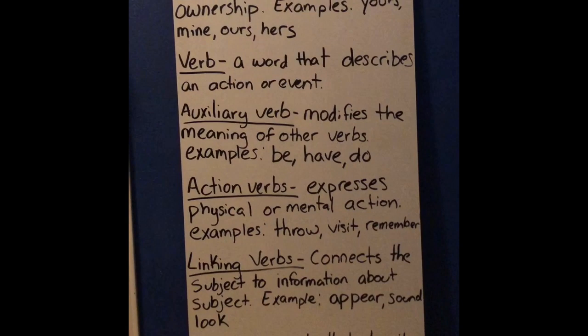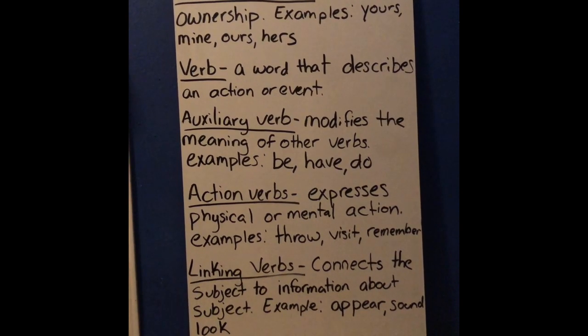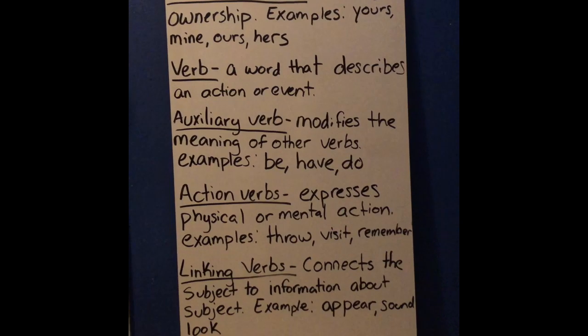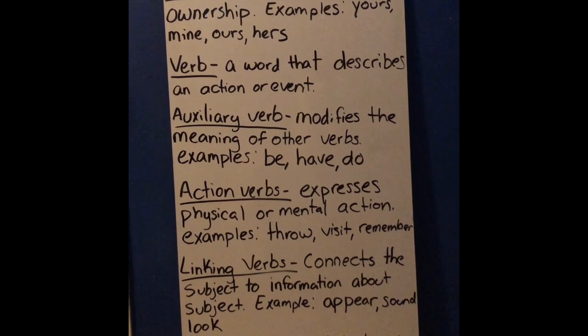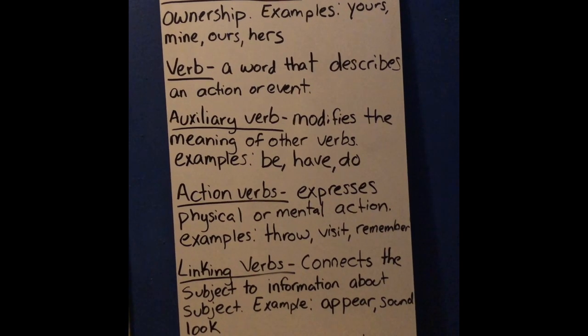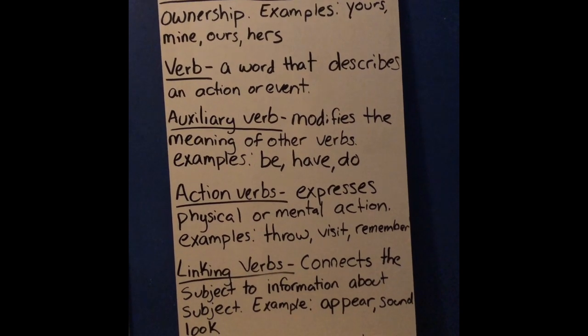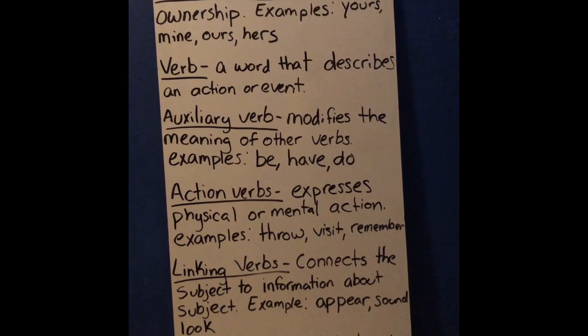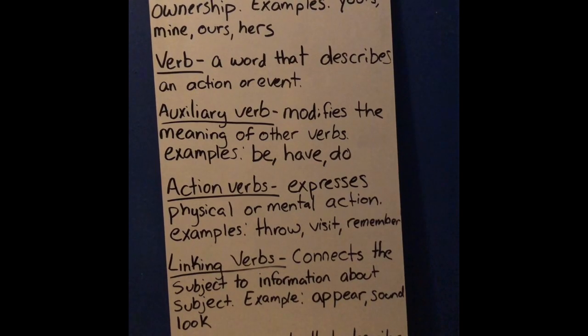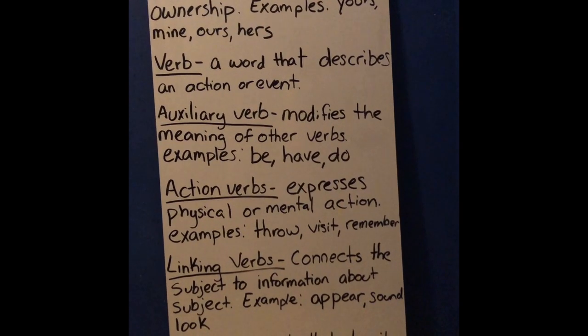In this video, I'm going to do some language review with you, go over some definitions, and do some example problems with you. A noun is a person, place, or a thing. Possessive noun shows ownership. Examples would be like yours, mine, ours, or hers. A verb is a word that describes an action or event. An auxiliary verb modifies the meaning of other verbs. Examples would be like be, have, or do.